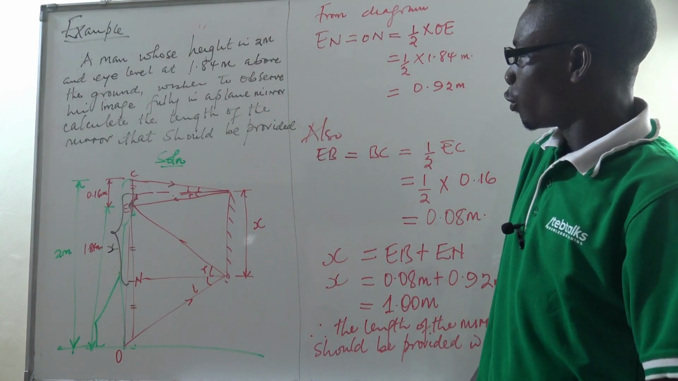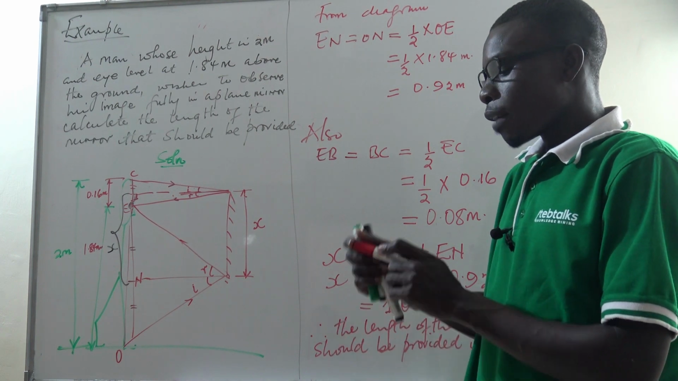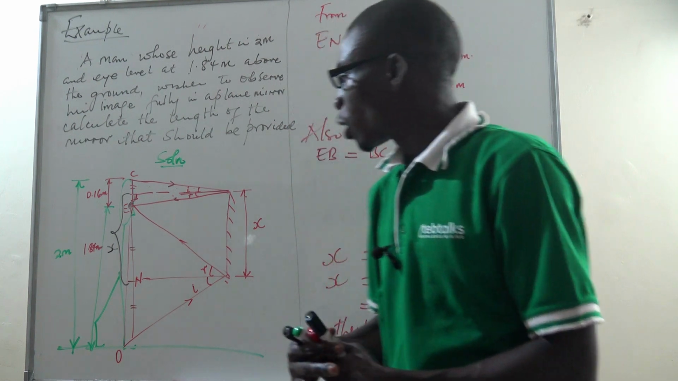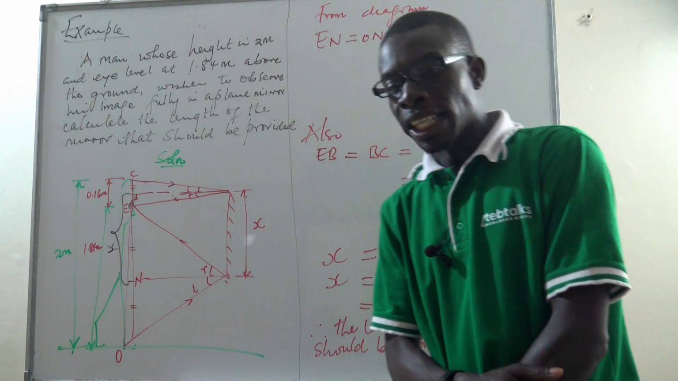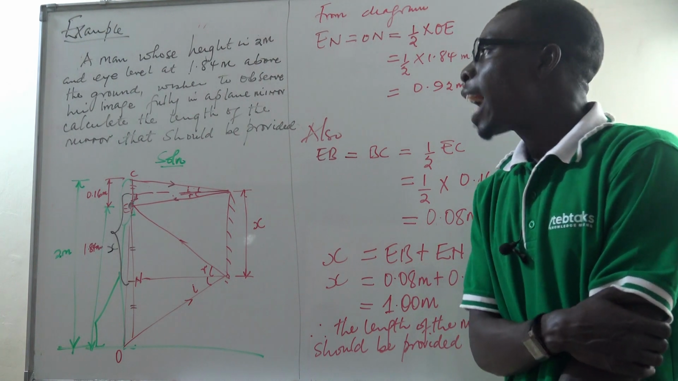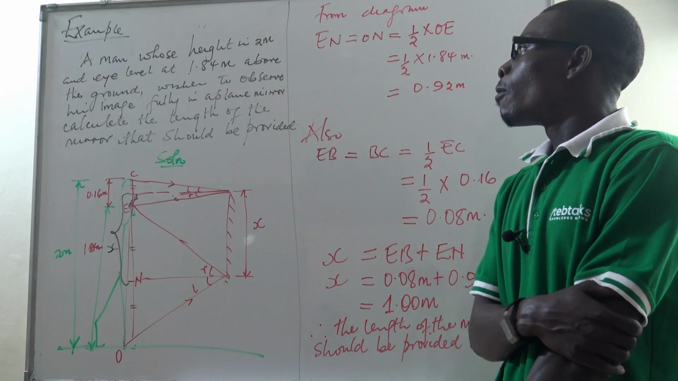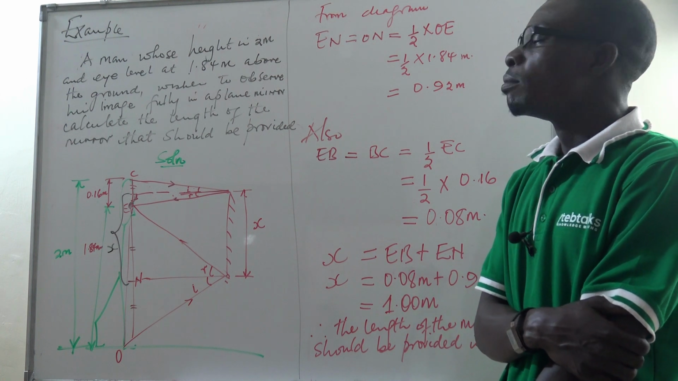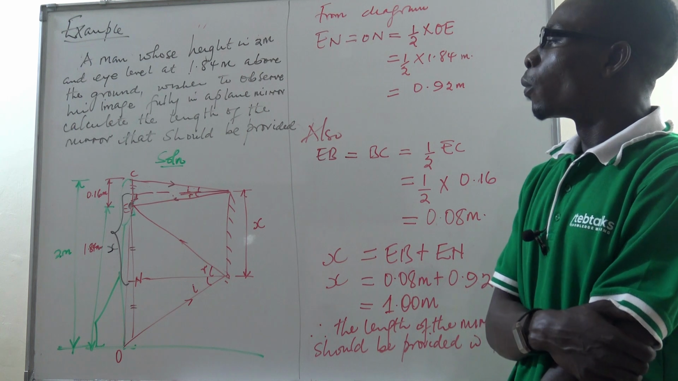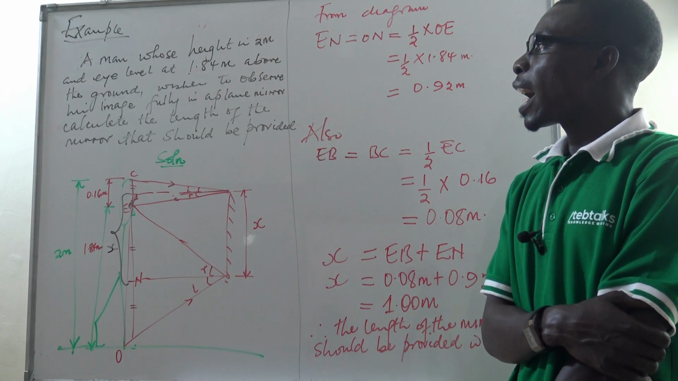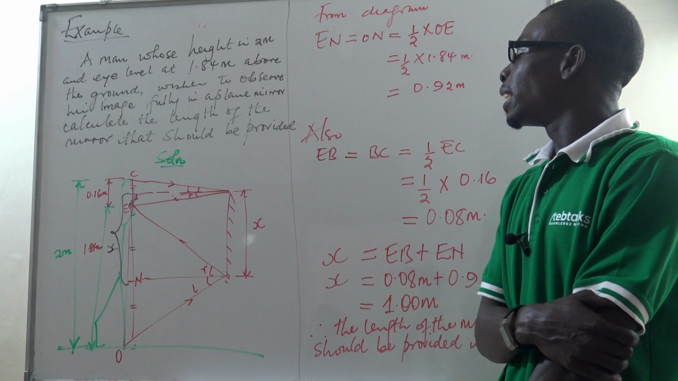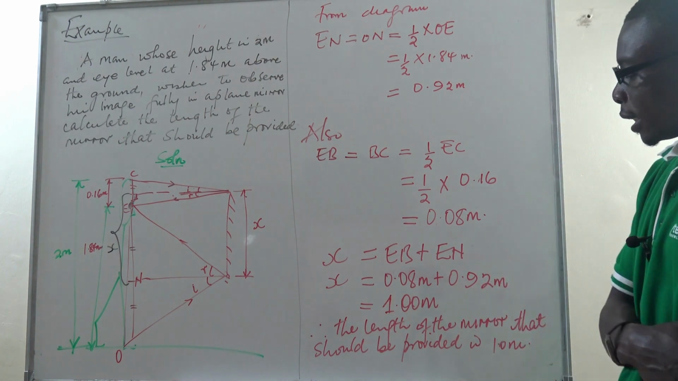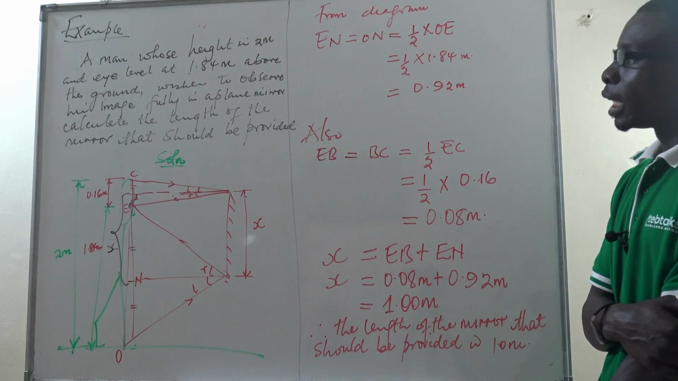So that is if at all they have asked you to answer such a kind of problem. So that means that the length of the mirror that should be provided should be a half the height of the man, in order for him to be in position of observing his height of 2 meters fully in the mirror, having an eyesight of 1.84. So that is how the working is supposed to be done.